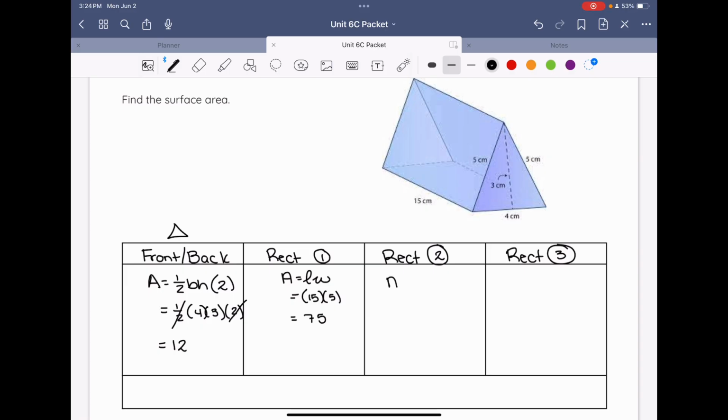Second rectangle, area equals length times width. And if you notice, this is what we would call an isosceles triangle because two of the side lengths are exactly the same. So this is going to be exactly the same as rectangle 1, where I have 15 times 5 for a total of 75. And lastly, I'm going to do the bottom rectangle that it's sitting on, 15 times 4, which will give us 60.